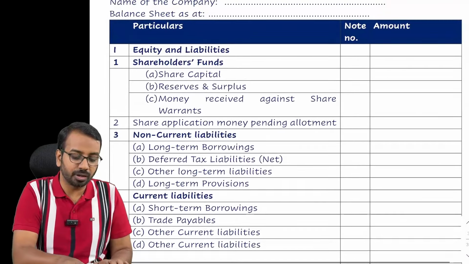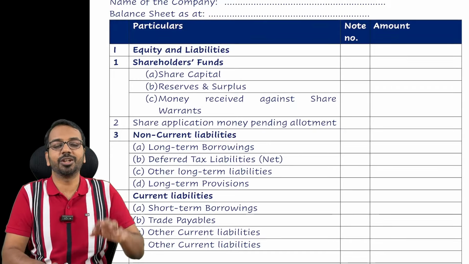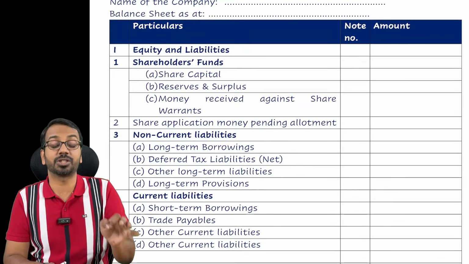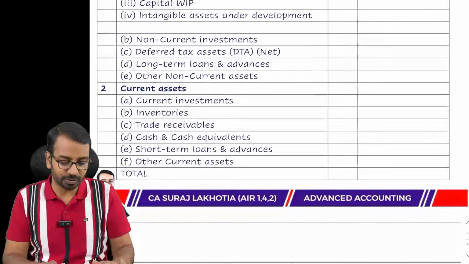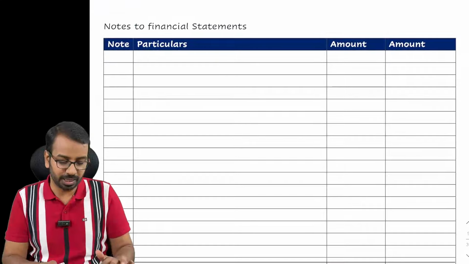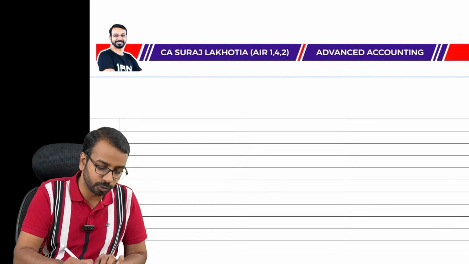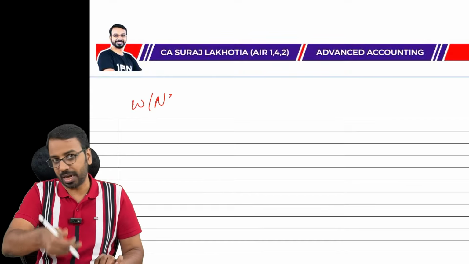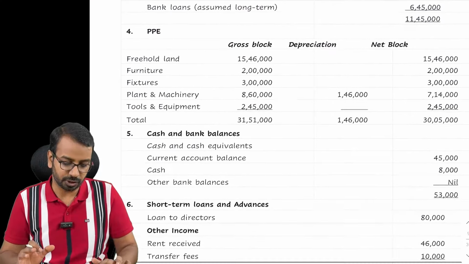I already have a format which I have pasted here. Initially, you should start writing so that you remember. So this is the one page for balance sheet, one page for P&L, and then notes to financial statement. After this, we will do working notes. After that only we will do working notes. Maybe a couple of pages, that should be sufficient, right?